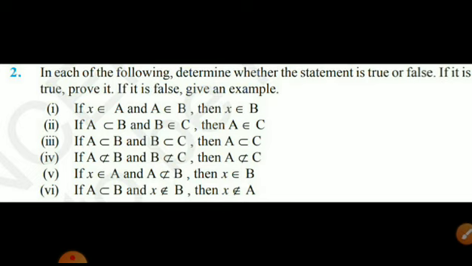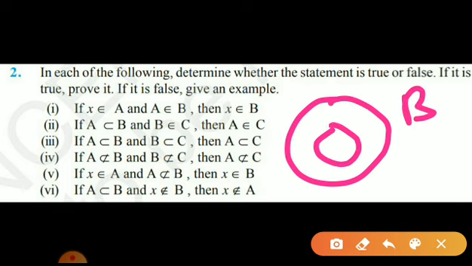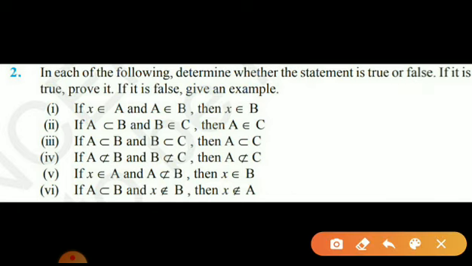See the second one. If A is a subset of B, B belongs to C, then A belongs to C. A is a subset of B. Suppose this is your set B. This is the Venn diagram of A subset of B. A subset of B and B belongs to C. Then does A belong to C itself? Is it similar to your first question? So will it be true? It won't be true. It is false.